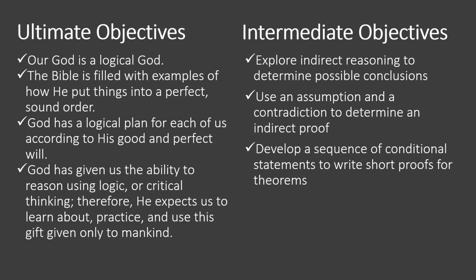Now, more specifically for lesson 4, our intermediate objectives are to explore indirect reasoning today and determine possible conclusions from indirect reasoning. We're going to learn how to use assumptions and contradictions to determine what we would call an indirect proof. And finally, we're going to develop a sequence of conditional statements to write short proofs for theorems.